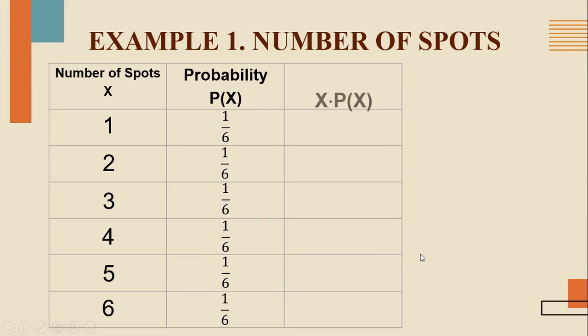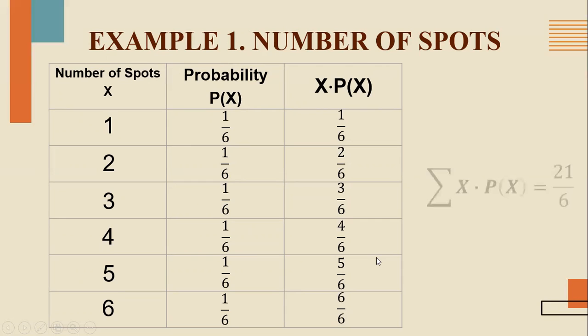Next is we will multiply x and p of x. So 1 times 1 over 6, that's 1 over 6. 2 times 1 over 6 is 2 over 6. 3 times 1 over 6 is 3 over 6. 4 times 1 over 6 is 4 over 6. 5 times 1 over 6 is 5 over 6. And 6 times 1 over 6 is 6 over 6.